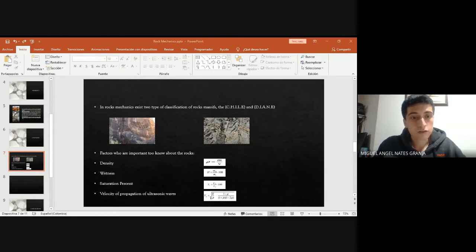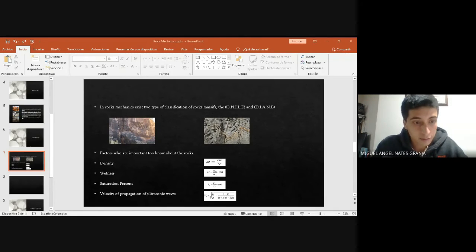The factors that are important to know about the rocks: the density. We can calculate the normal density, which is exposed in the slide. The dry density: if we want to calculate the dry density, we need to dry the rock mass. And the saturated density: if we want to calculate the saturated density, we need to drown the rock mass. To calculate the density, we need to know the mass and the volume of the rock.